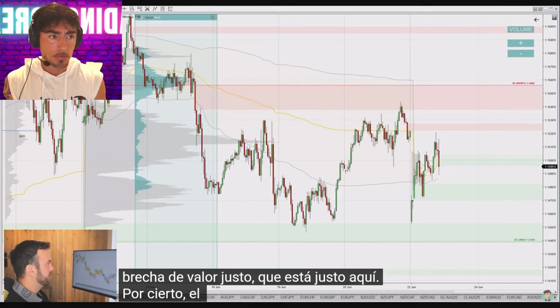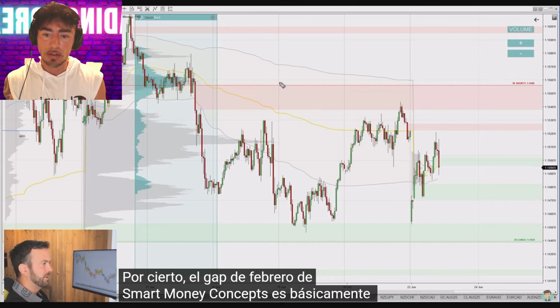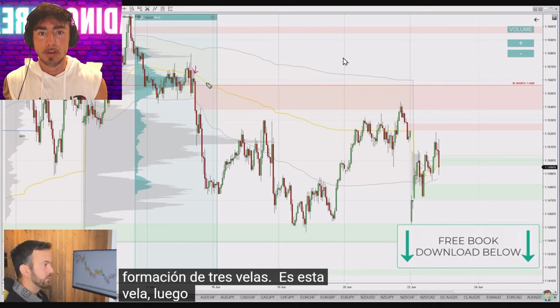By the way, the fair value gap, that's from Smart Money Concepts. It's basically a 3-candle formation. It's this candle, then this.